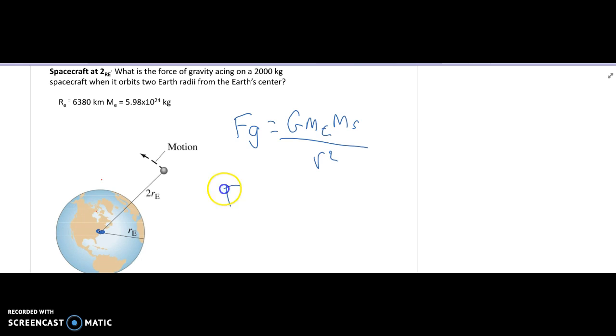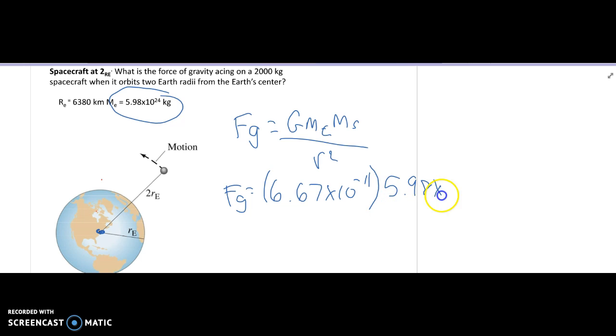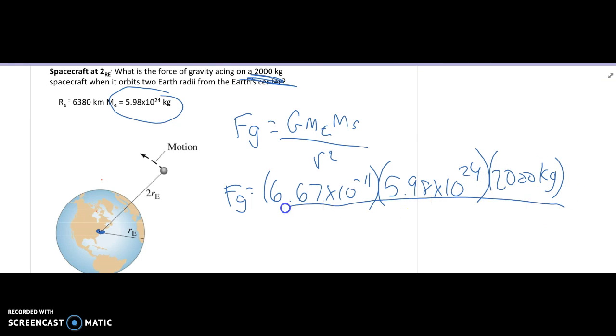So I can start with Fg, plug in what big G is. We saw from before, this is on your formula chart, 6.67 times 10 to the negative 11. Multiply by mass of the Earth, we can see that's here. It's in kilograms, that's correct. So that is 5.98 times 10 to the 24th. Multiplied by mass of the spaceship, again in kilograms, so I'm good. 2,000 kilograms. Divided by the distance between them.